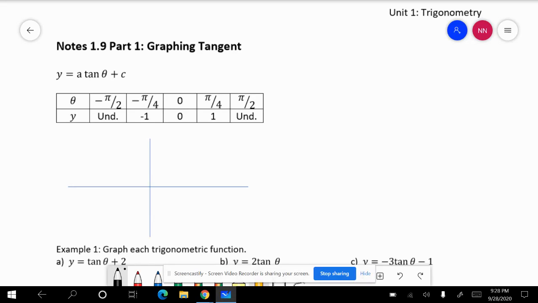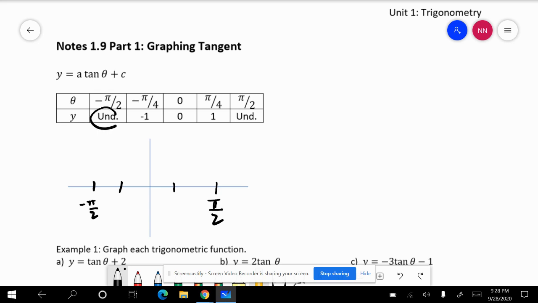We're going to be graphing tangent now. How tangent works is we're not just going to be working with the first quadrant, we're going to be working with the fourth quadrant and the first quadrant. For the fourth quadrant, that's our negative values. So we're starting it at negative pi over 2, and we're ending it at pi over 2.